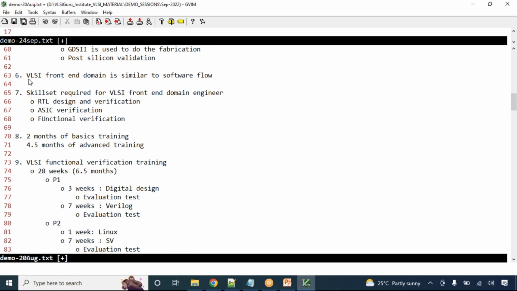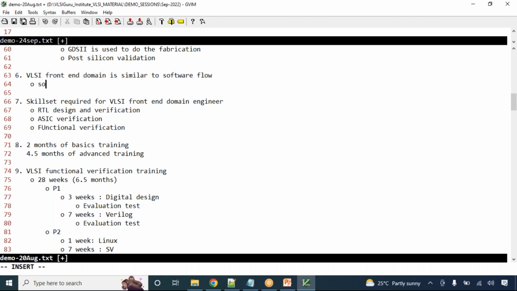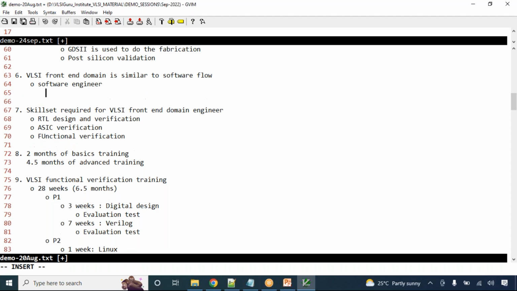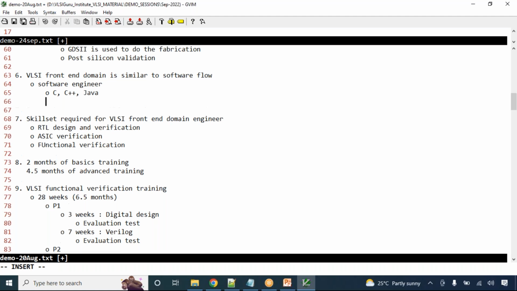So in summary, the VLSI front-end domain is quite similar to the software flow. In software, what do they need to learn? If you ask a software engineer, what is it that he needs to learn? Languages, C, C++, Java, etc. Right? Whatever the new things that are happening. What else do they need to learn? There is something more important to learn than just C, C++. What is more important?